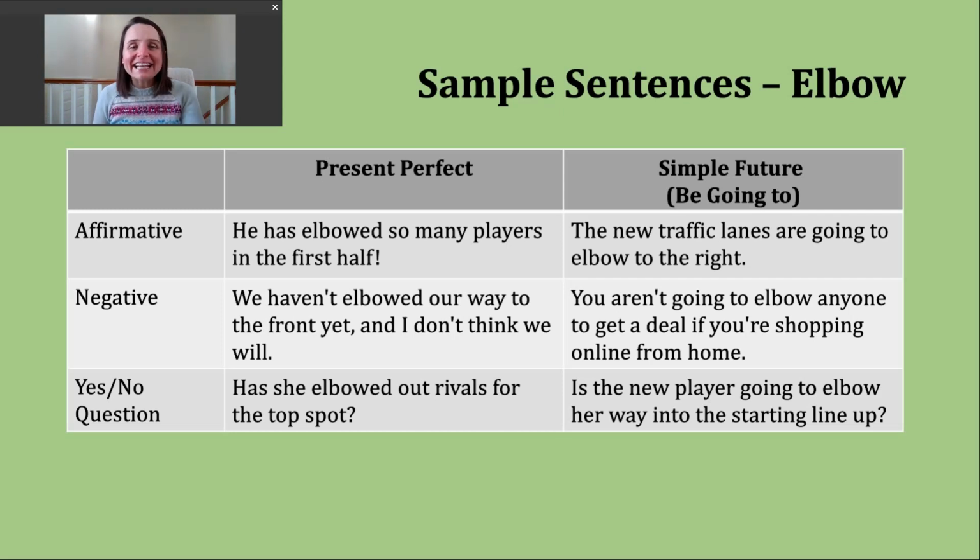If I want to make a negative present perfect sentence, again, I'm going to pay attention to my subject. Based on what it is, I'll use have or has. Then I'll use not, and then the participle form. Here's another example. We haven't elbowed our way to the front yet, and I don't think we will.